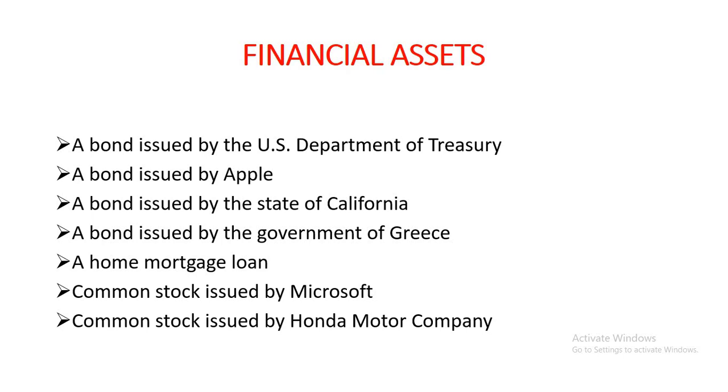Let's look at some examples of financial assets. A bond issued by the US Department of Treasury or by a corporation like Apple or by the state of California are financial assets. Bonds can also be issued by the government of Greece or government of Bangladesh. A home mortgage loan is also a part of financial assets. In the meantime, common stocks and preferred stocks issued by corporations like Microsoft, Honda Motor Company are financial assets.